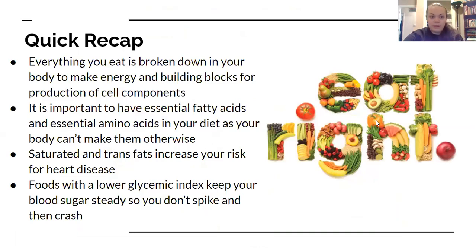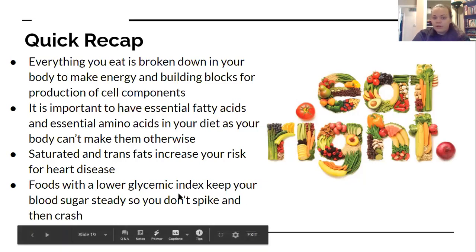So hopefully everyone is still awake, but this is just a quick recap. Essentially, everything you eat is going to be broken down in your body to make energy and building blocks for producing other cell components. So protein, you break it down into energy and amino acids for proteins. And your body's going to use those two products in order to make proteins for cells specifically. It's important to have essential fatty acids and essential amino acids in your diet because your body can't make them otherwise. Remember that saturated and trans fats will increase your risk for heart disease, but the unsaturated fats will actually decrease your risk for heart disease.